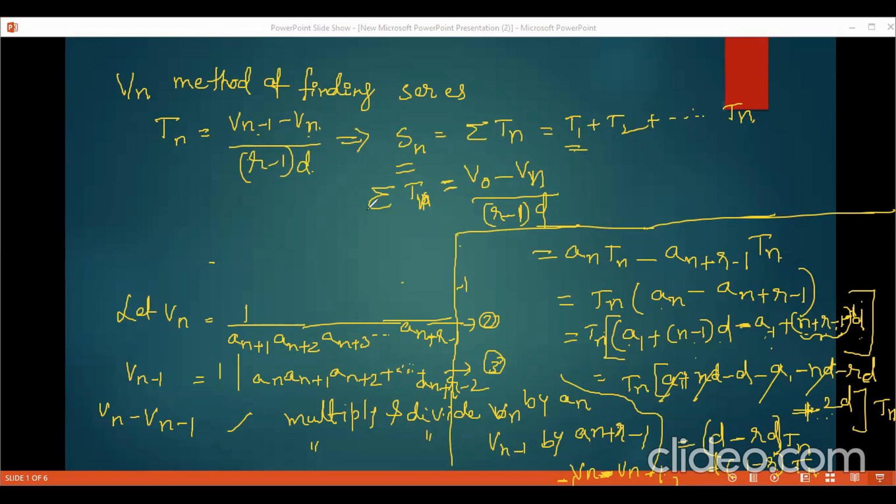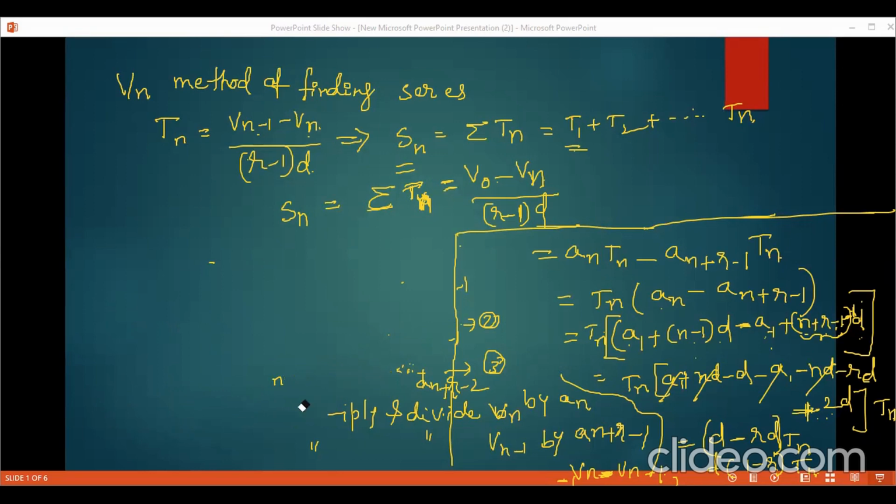R minus 1 into d. So sigma Tn is equal to V naught minus Vn by r minus 1 into d. Like this you will get. Understood? So this is the formula in order to calculate Sn if the given term is of this form. So Sn is equal to, finally I am writing Sn. Let me write Sn. So Sn is equal to, what do you write? Come on.